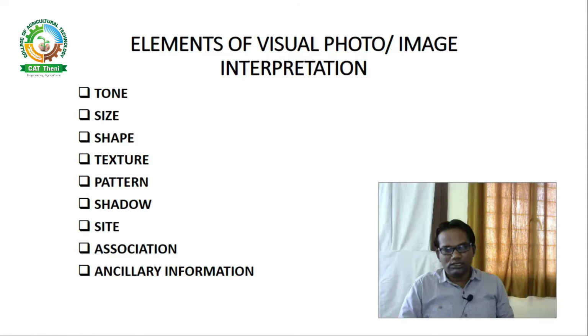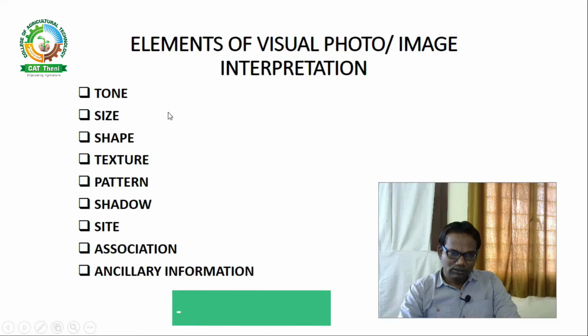Once again, I am repeating the 8 elements which are influencing the visual photo or image interpretation. Tone is the relative darkness or color of the object. And size of an object is a function of scale, which is explained with the example of a road that can be classified into pathway, narrow road, and highway. Like that we can differentiate. So by the size we can say it's a small road, it's a narrow road, it's a highway. Like that we can say.